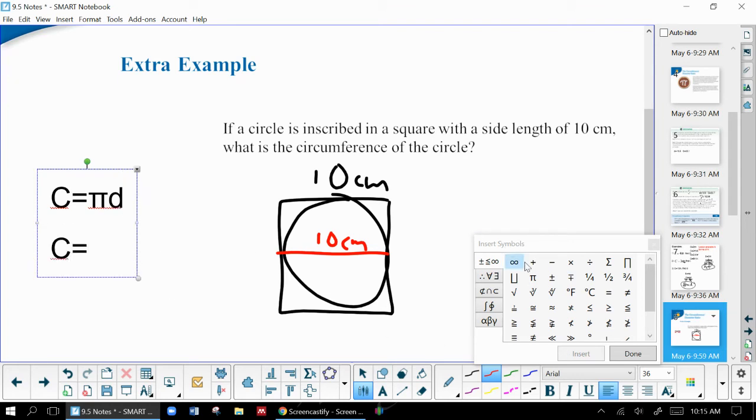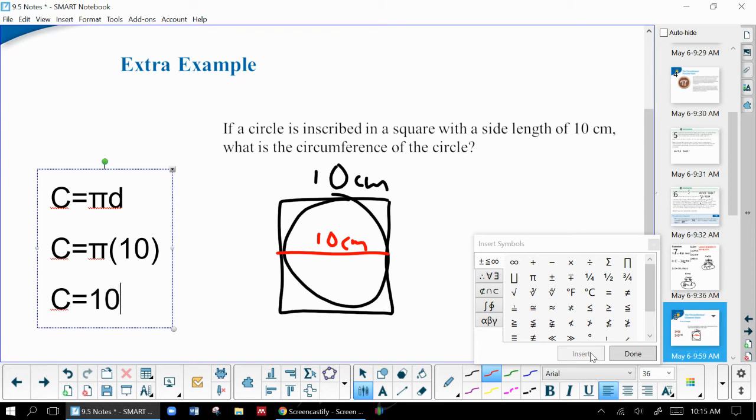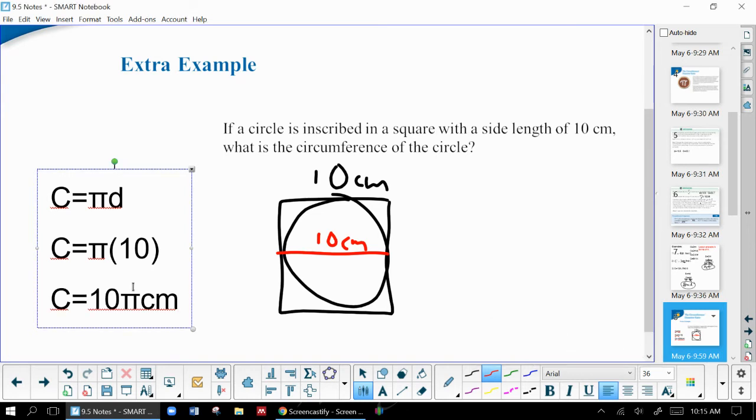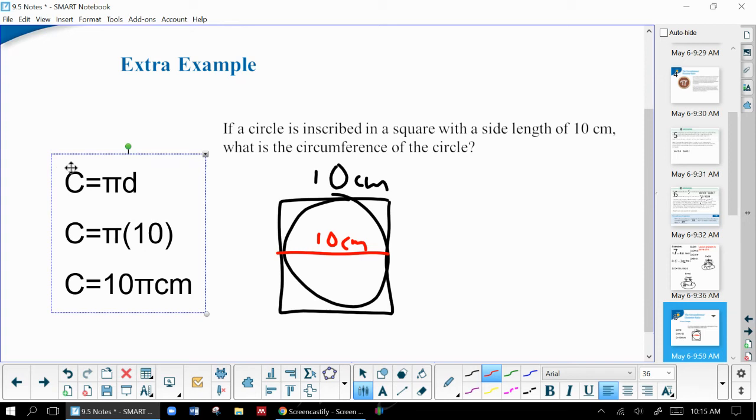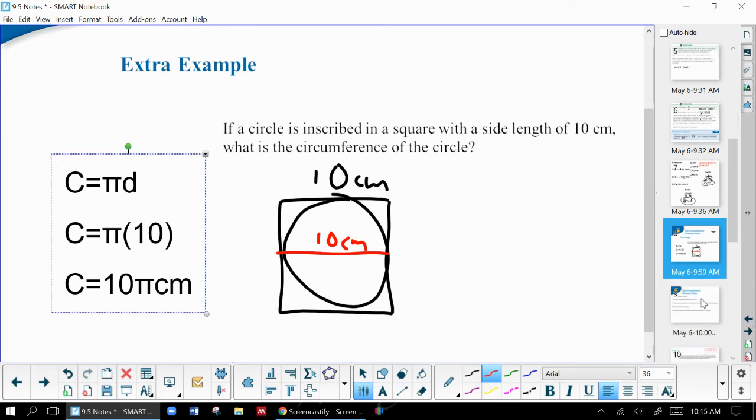So C equals pi times 10. And usually we don't write it like that. So we're going to rewrite it as C equals 10 pi centimeters. We always want to write the number before the pi. That's just usually the normal way of writing it in a math class. And so there we go. Make sure you're writing the formula, plugging in your values, and evaluating. That is going to be really important.